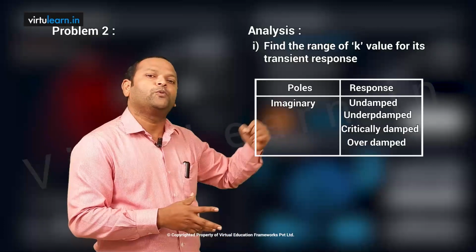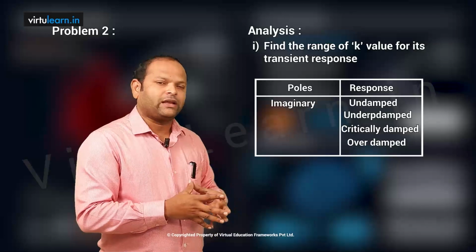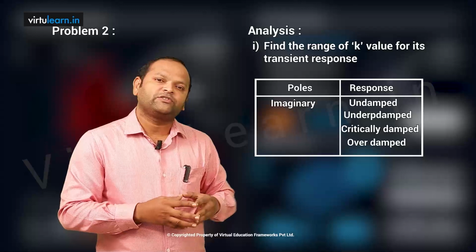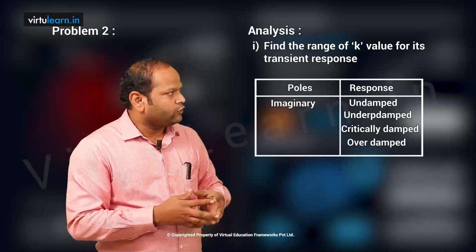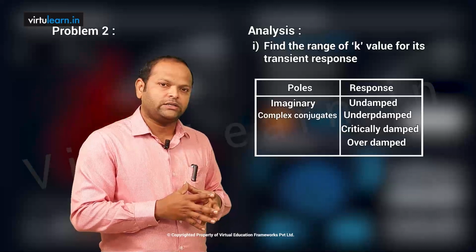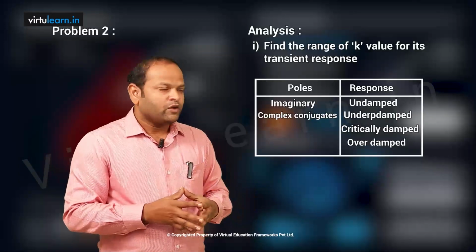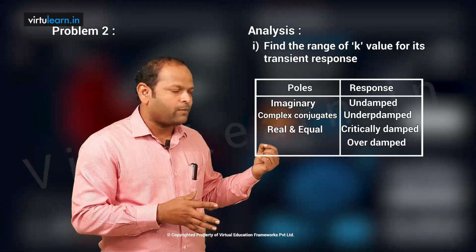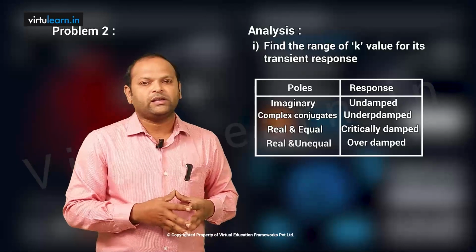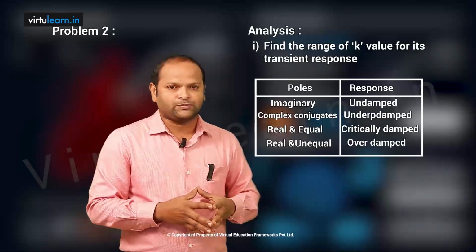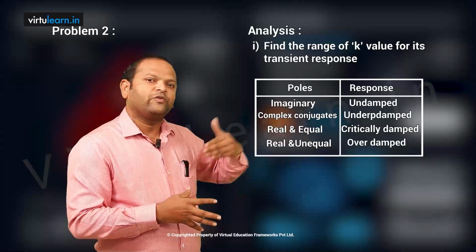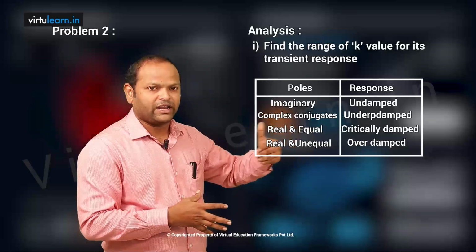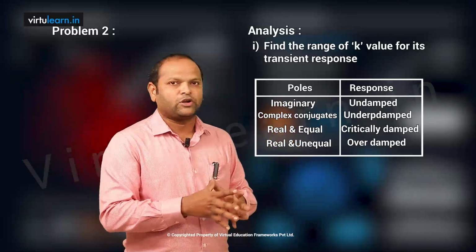And how are those 2 poles? We know very clearly, if those 2 poles are imaginary, then the system response will be undamped. If those 2 poles are complex conjugates, the system response is underdamped. When those 2 poles are real and equal, it is critically damped. When they are real and unequal, we have an overdamped response. So to know this, we need to calculate the k value. Once you know the k value, then we can find the range of these particular responses.